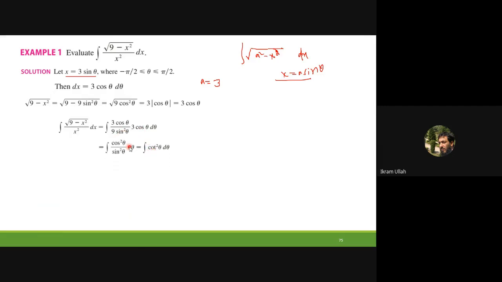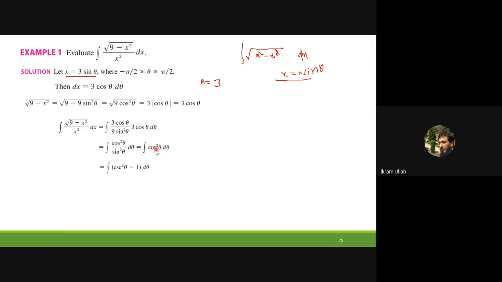Now this is cos square theta divided by sin square theta. So this is equal to cotangent square theta d theta. Now we can use the identity, because we have the integration of cotangent, but integration of cotangent is basically equal to the natural log of sin x. But we do not have the integration of cotangent square theta.